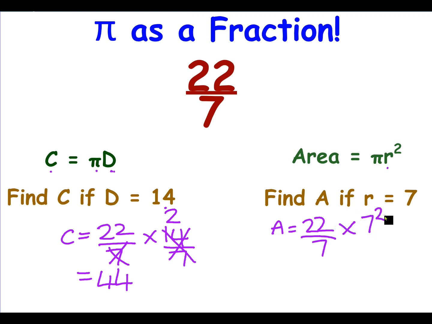Now in this instance, you can square the number if you want to, but what you can do is write it out in full, because I know 7 squared means 7 times 7. And then instead of doing that, I do this. 7 divided by 7 is 1, so our problem becomes 22 times 1 times 7. And we end up with 154.